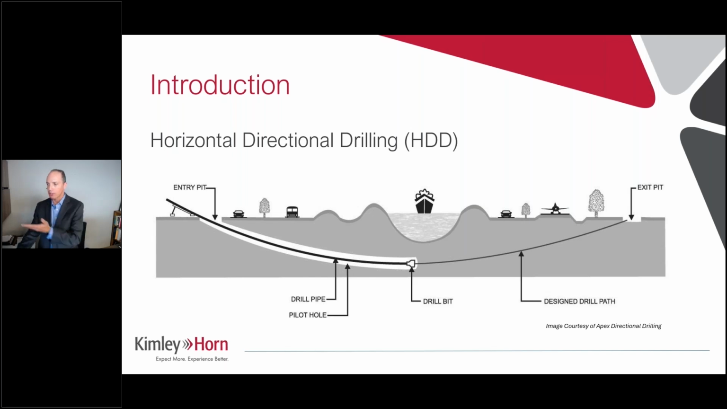Once it goes out to the other side at the exit pit, at that point you would install the reamer on the end of the drill pipe, and then it would be pulled back, and you would make the hole larger. If it takes more than one pass, then you would do that multiple times until it's to a point where you can pull in the product pipe, the pipe that you're using for the crossing, and that would be laid out on the exit pit side on the right. So that's a simple description of horizontal directional drilling.